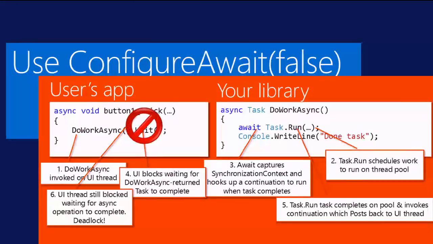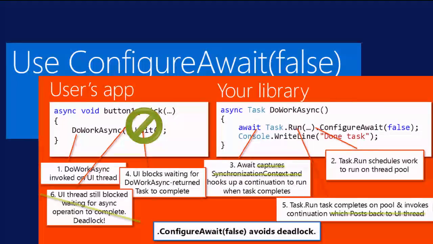So what can we do instead? Well, we can't change what the user's going to write. They're going to do whatever they want to do. We can change what we do on our end by adding ConfigureAwait. So you see, we now added ConfigureAwait to our API. We're awaiting Task.Run, and then we're calling ConfigureAwait before we await it, right?